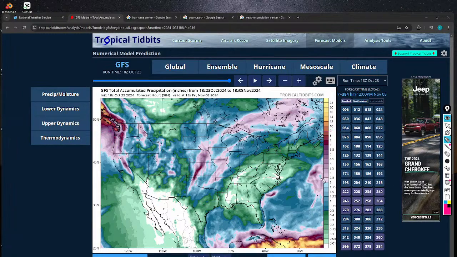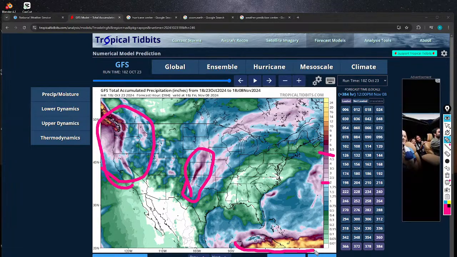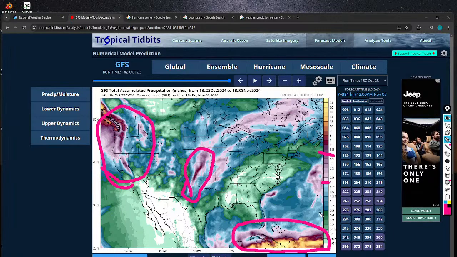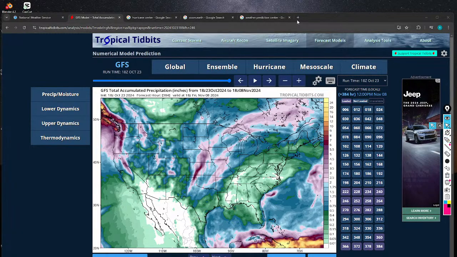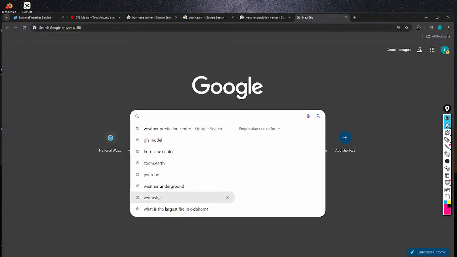Parts of California are going to get between 2 and 5 inches of rain here, and also including here. The most rain that we're going to see is down here, which is at around 24 inches. But South Texas doesn't really get much. We're actually in a drought right now down here, so let me show you all that real fast.